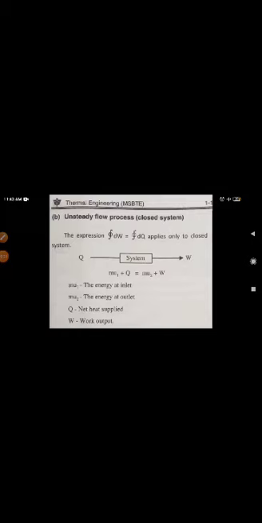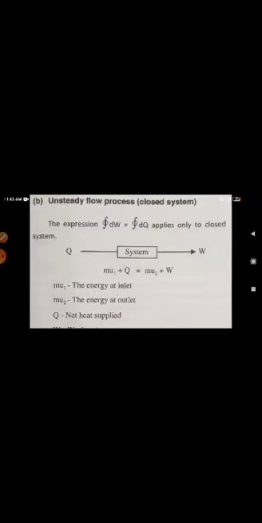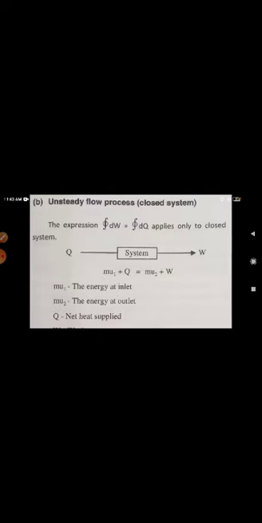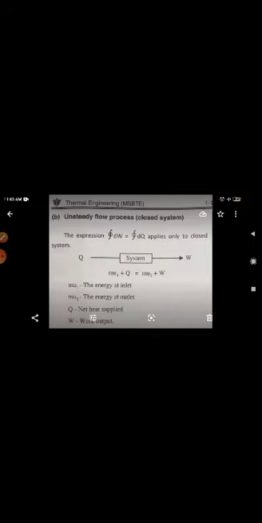Now the next one. These all were steady flow processes. Now unsteady flow, but in a closed system, the expression summation of work equals summation of heat applies only to a closed system. Therefore Q enters the system and gives out the work. Therefore u1 plus Q equals u2 plus W, where u1 is the energy at inlet, u2 is the energy at outlet, Q is the net heat supplied, and W is the net work output. This is the application of the first law to the closed system.